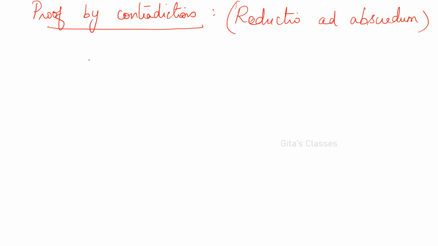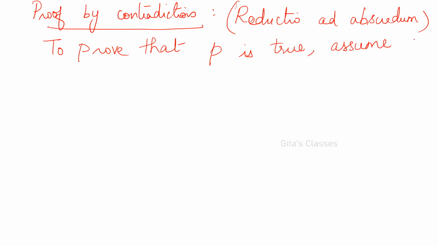Okay. So what is the method to prove that? To prove that P is true, assume that not P is true and arrive at a contradiction.